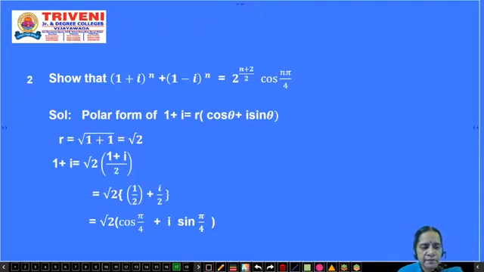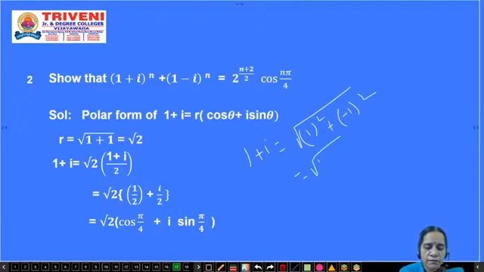Show that (1 plus i) whole power n plus (1 minus i) whole power n is equal to 2 power (n plus 2) by 2 into cos n pi by 4. This also we have to write first in the polar form of 1 plus i. What is the polar form here? r into cos theta plus i sin theta. What is the value of r? 1 plus i is equal to square root of 1 whole square plus 1 whole square, square root of 1 plus 1, that is equal to root 2.